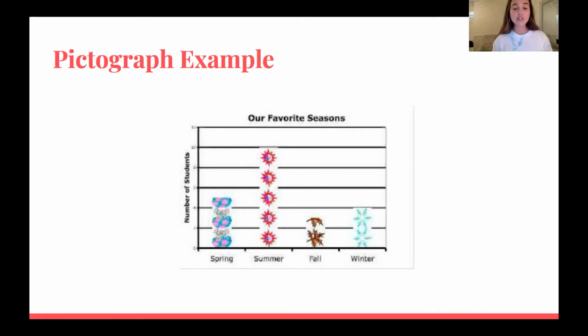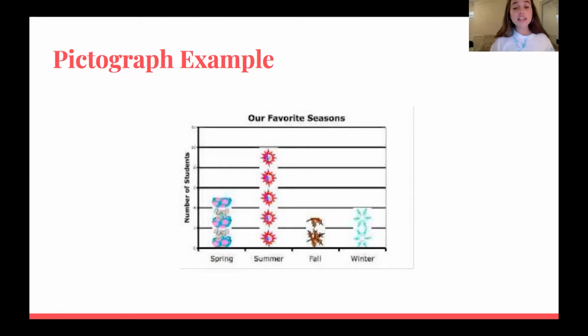And not only can you see that by the pictures, but you can also look on our y-axis and see the numbers. So I see that there's a 4 on the y-axis. It's a little bit fuzzy here, but there's a 4 on the y-axis, but our picture on spring goes above the 4. But it does not go up to 6. So that tells me that there are 5 people who like spring.